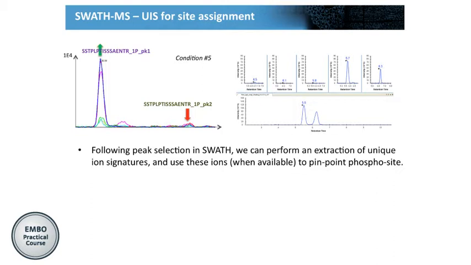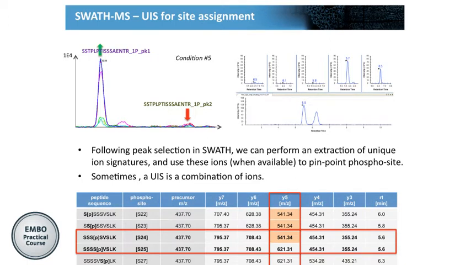So as we've done before, the little example with the Y4 and the Y5, we need the combination. Sometimes you only need one, sometimes it's 2 or 3 fragment ions of interest that will allow us to pinpoint the phosphosite of interest. And this is what we saw before.